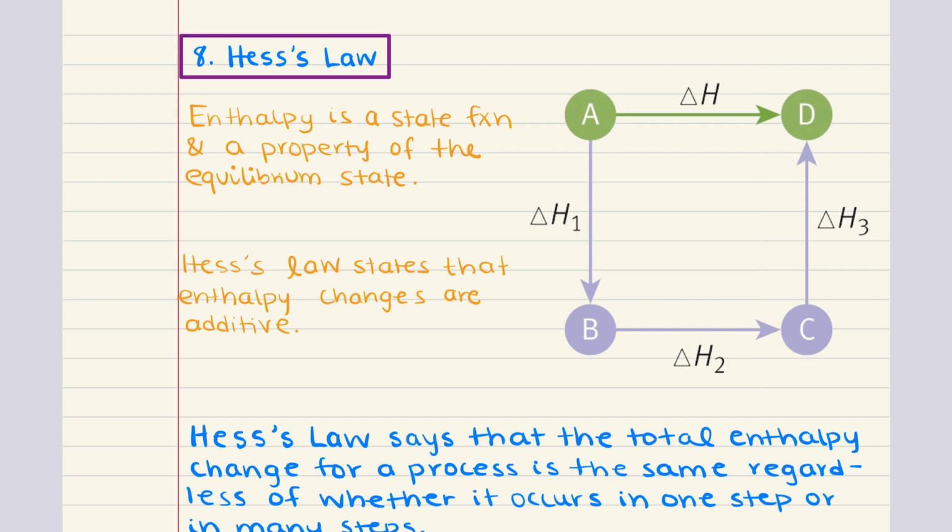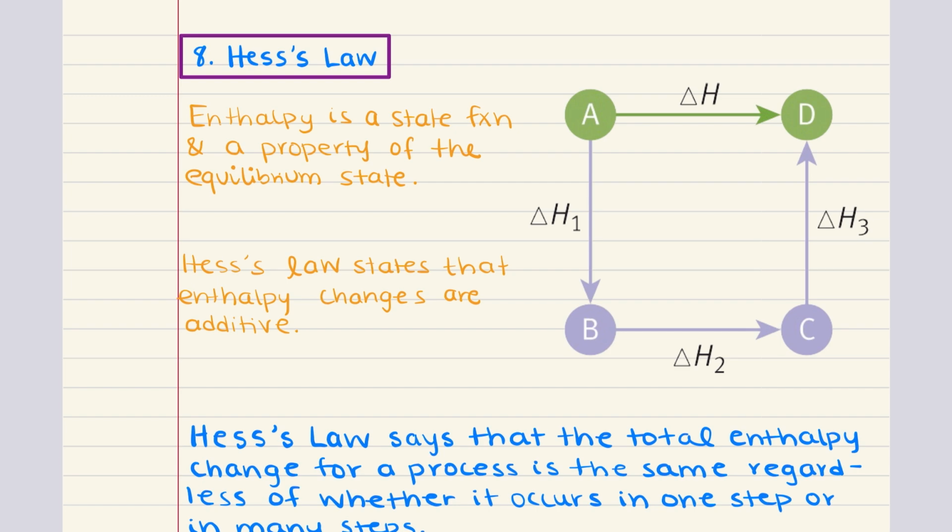Today we're continuing our lecture on thermochemistry. We've made it to the 8th objective, and the topic that we're going to cover in this objective is Hess's law. Now, Hess's law is a fundamental principle in thermochemistry that deals with the enthalpy changes of chemical reactions.